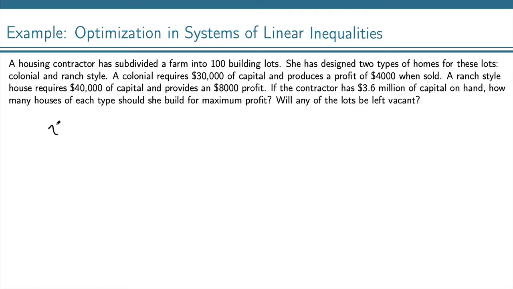So we're going to start by just labeling or assigning some variables. We've got two unknowns here, and those are the types of houses. So we'll let X be the number of colonial houses, and Y will be the number of ranch style houses.